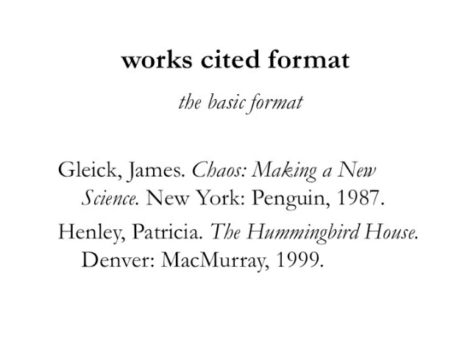Here's two examples. You can see the last name first, then the first name, the title of the book, this is the complete title, in italics, then period, New York, which is the location, colon, the publisher, who's here Penguin, comma, and then the year that it was published, followed by a period.